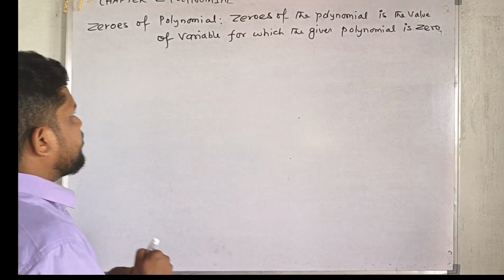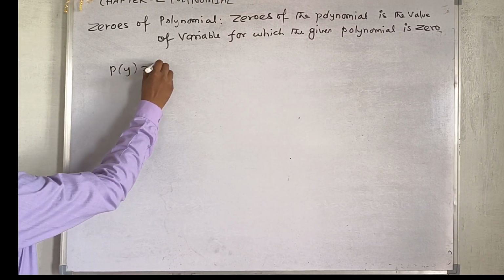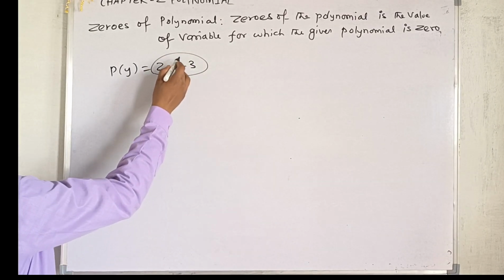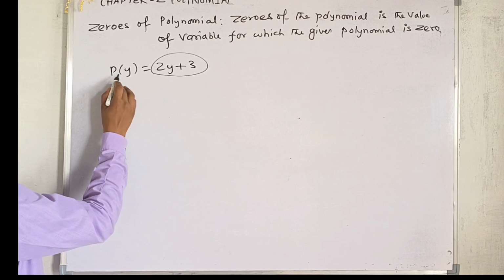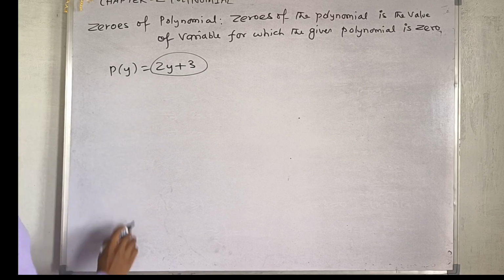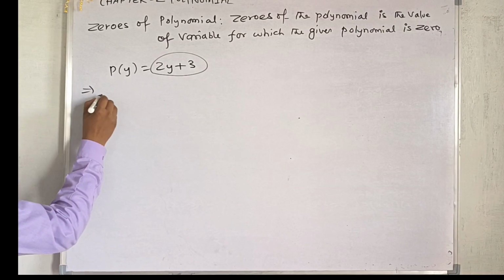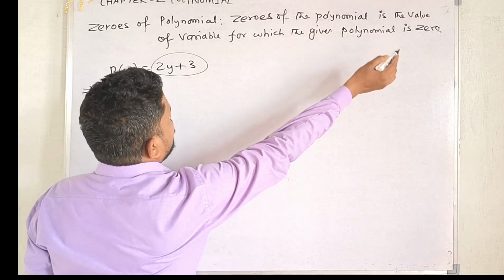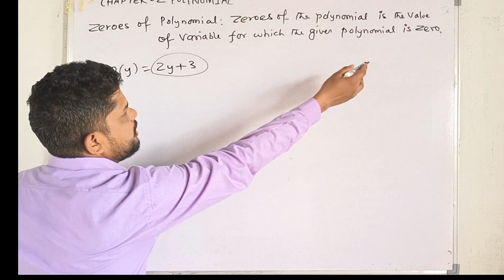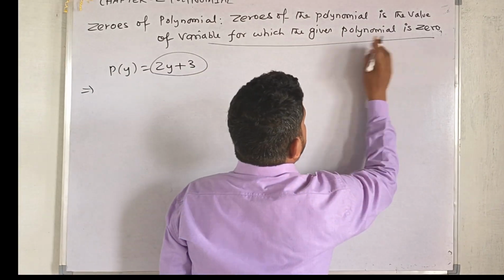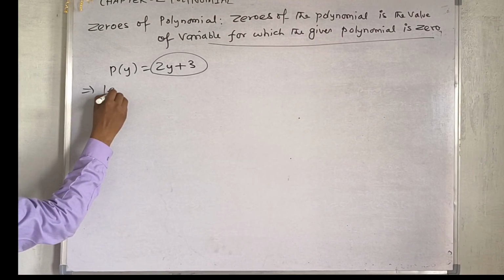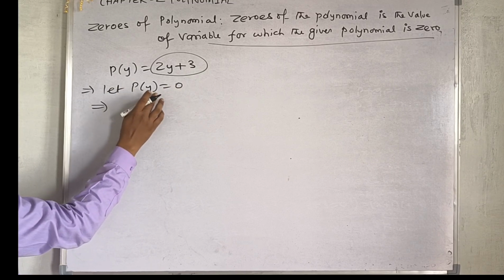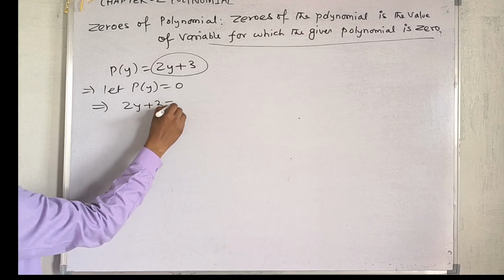Suppose, dear students, I have written p of y equals 2y plus 3. Here this is an algebraic expression. The variable is y, so p of y is a polynomial. The statement says that a zero of the polynomial is the value of the variable for which the given polynomial is 0. So let's consider that p of y is 0. This implies that 2y plus 3 is equal to 0.